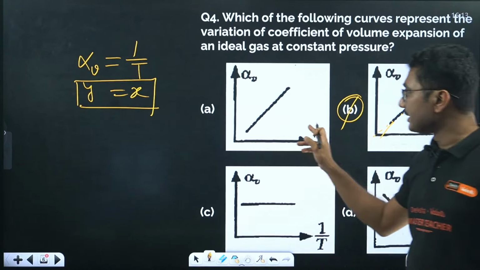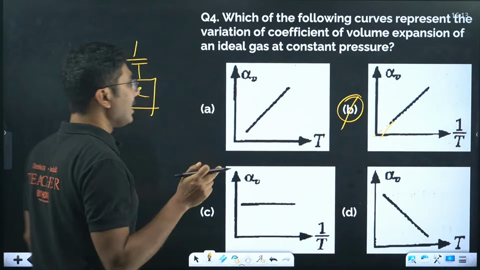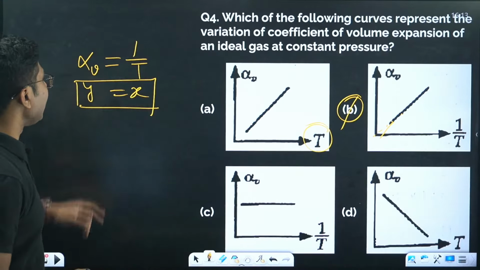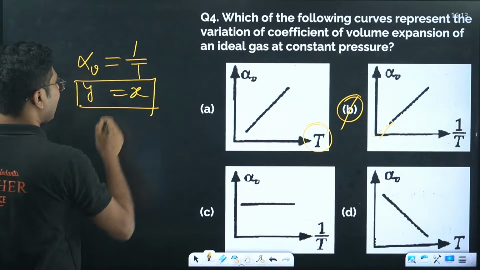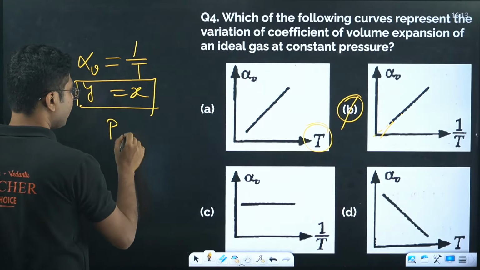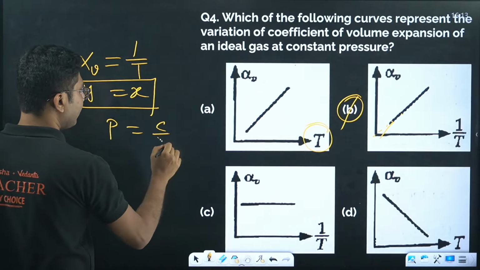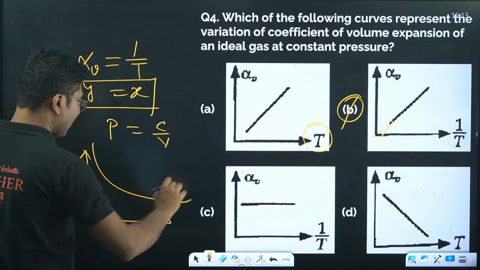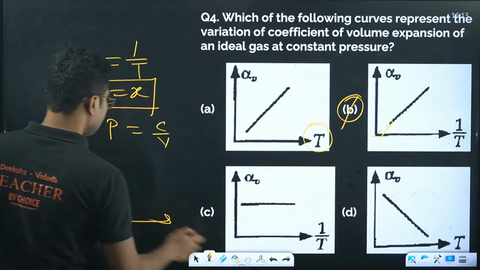Some of you have answered this. Now this one is not correct. Why? Because here we have a T variation. With respect to T, if you remember Boyle's law, PV equals constant, so P equals constant by V. So the PV diagram was a rectangular hyperbola. It is not a straight line graph.